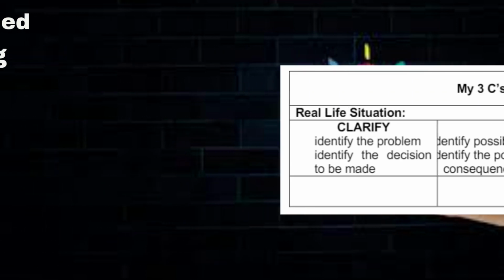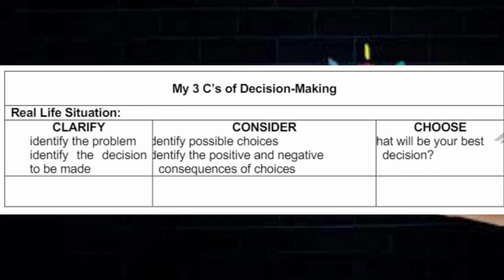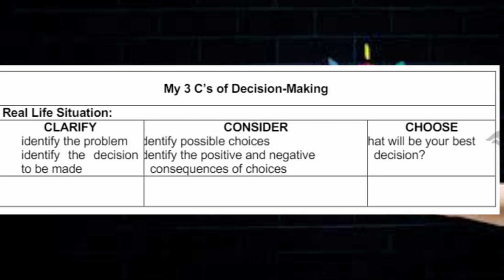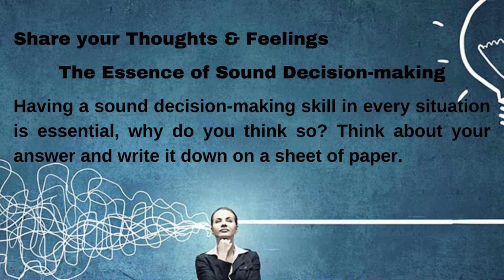My 3 Cs of decision making: real life situation, clarify, identify the problem. Identify the decision to be made. Consider, identify possible choices, identify the positive and negative consequences of choices. Choose what will be your best decision. Share your thoughts, feelings. Suggested time allotment, 10 minutes. The essence of sound decision making.